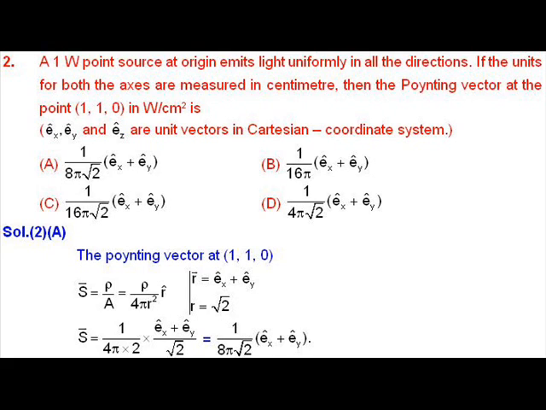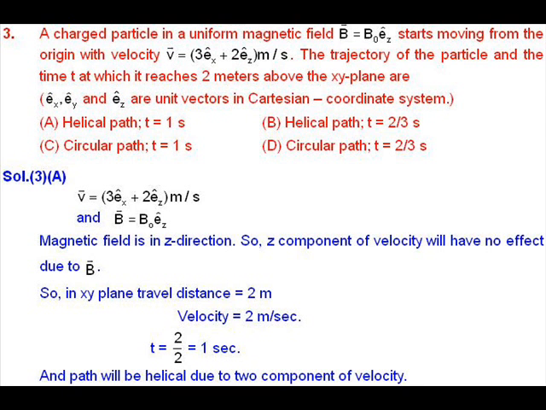For that point, position vector equals e_x cap plus e_y cap and the magnitude of position vector is square root of 2. So S vector is equal to P divided by 4 pi r square times r cap, because the area is equal to 4 pi r square. By putting these values, S vector is equal to 1 divided by 8 pi square root of 2 into (e_x cap plus e_y cap), where e_x and e_y are the unit vectors in Cartesian coordinate system. So option number A is correct.